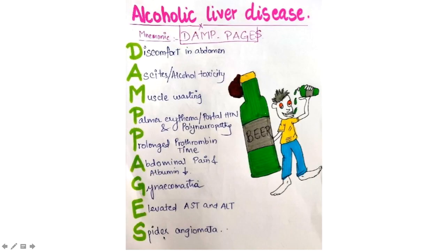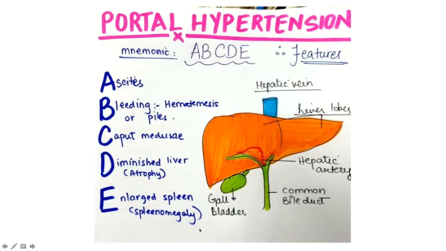Another handy mnemonic is alcoholic liver disease, where you think about the mnemonic DAMP pages. Nice one. So D is discomfort in the abdomen, A stands for ascites or alcohol toxicity, M is muscle wasting, all right? P is pulmonary erythema, portal hypertension, and polyneuropathy. Yes, those are all sequelae of alcohol. Prolonged prothrombin time, which speaks to diminished synthetic function of the liver, abdominal pain, and diminished albumin. G for gynecomastia, E for elevated AST and ALT, which are your transaminases. S for spider angiomata.